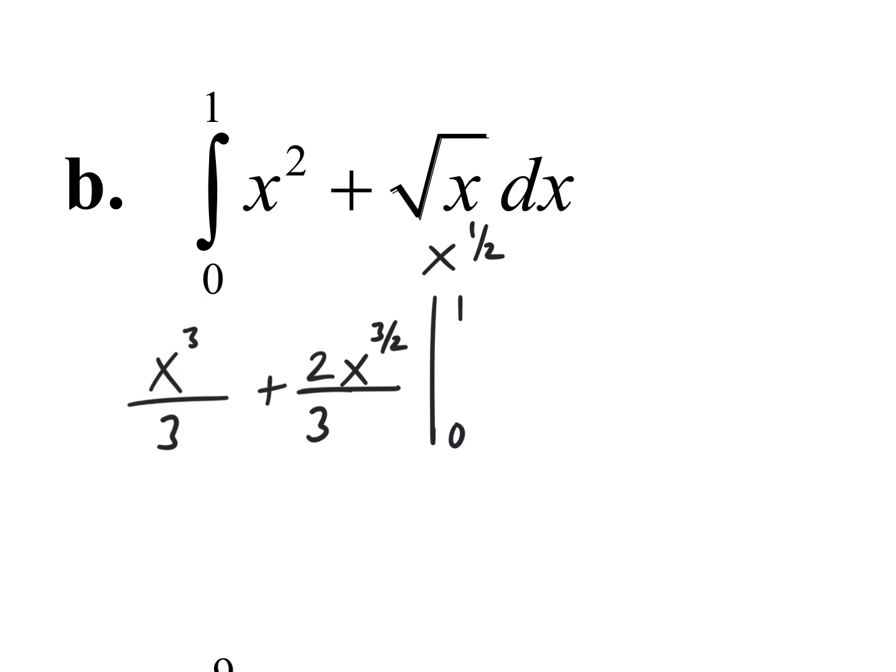So when I plug in 1, I get 1/3 plus 2/3, right? When I plug in 1. And then I've got to subtract what I get when I plug in 0, which is just going to be 0, right? So that's not going to matter there. So my answer when I add those things together is going to give me 3/3 or 1.